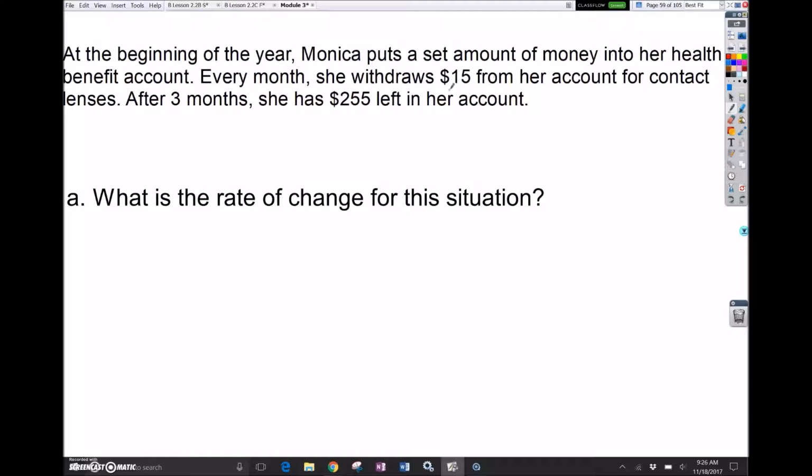So first thing, she is taking away $15. So she takes away $15 per month. So that was what my rate of change is. It's I take out $15 every 1 month. Take out $15 the next month, take out $15 the next month. So it'll be negative 15 over 1, or just negative 15.